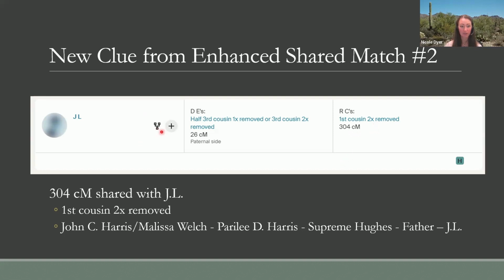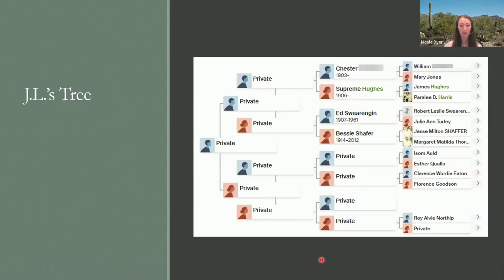So clicking on the tree information shows the same couple, Paralee Harris, who married James Hughes and had a daughter named Supreme Hughes. So this is actually one generation even closer. And now with these two matches being possibly first or second cousins with RC, we can now hypothesize that she also descends through Supreme Hughes or through Paralee and James. So we've got a much more narrowed down estimate for where RC could land, even though she has no tree.